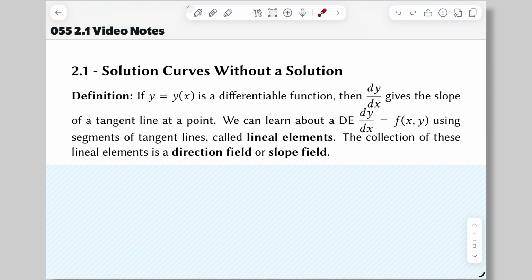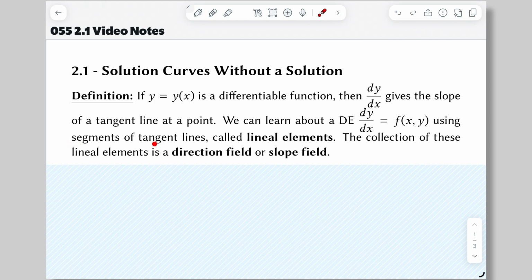Here we're going to consider what solution curves look like without actually finding any solutions. If y equals y of x is a differentiable function, then we know that dy/dx gives the slope of a tangent line at a point. So if we have a differential equation, dy/dx defined as a function of x and y, then for any point x and y, we know the slope.